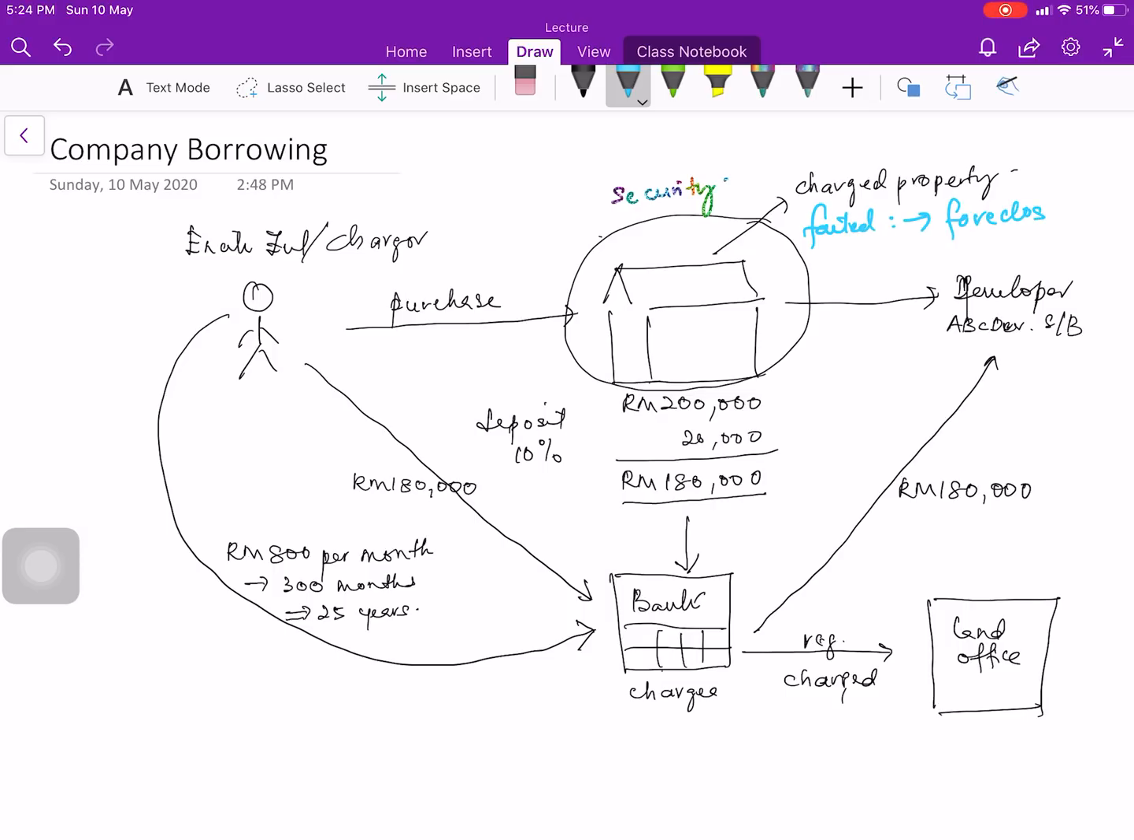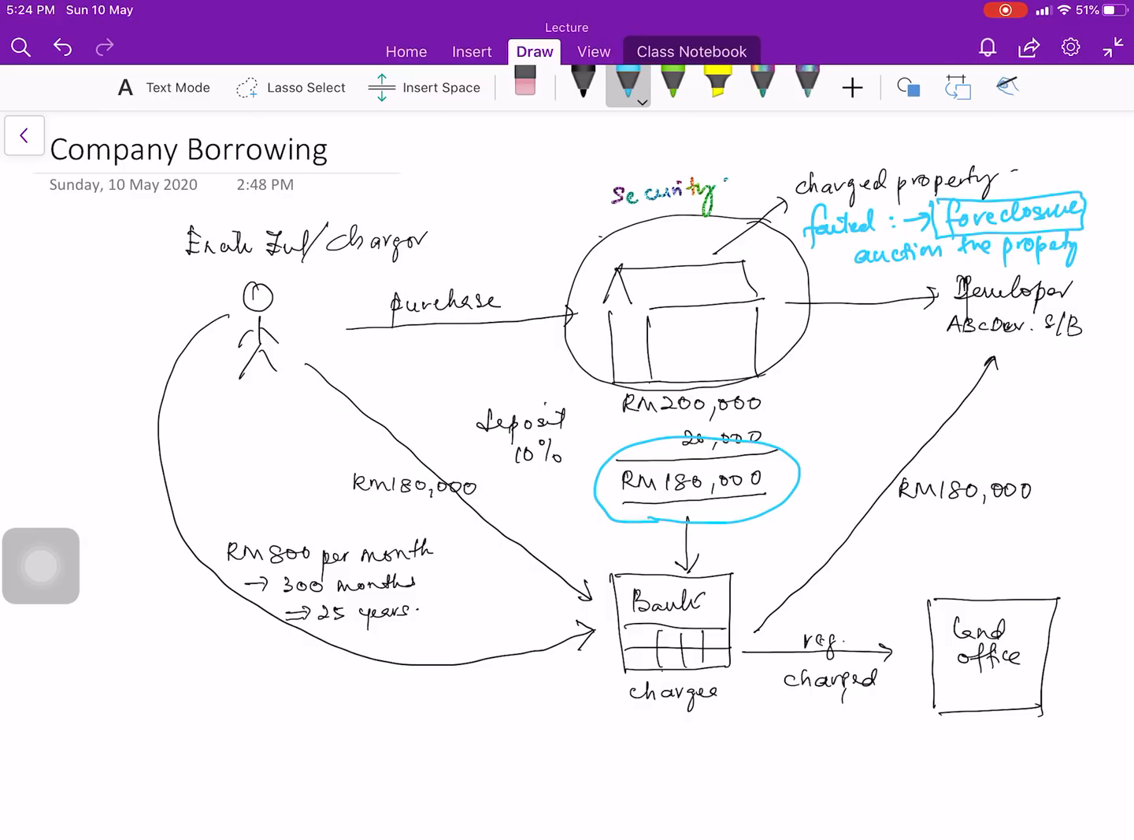What do you understand by foreclose? Another term is auctioning the property. If Encik Zul fails to pay, the bank would auction the property, or the correct term, foreclosure proceedings. Whatever proceeds are received from the foreclosure will pay the debts owing by Encik Zul, and if there is any money left, it will be returned to Encik Zul. This is for an individual.